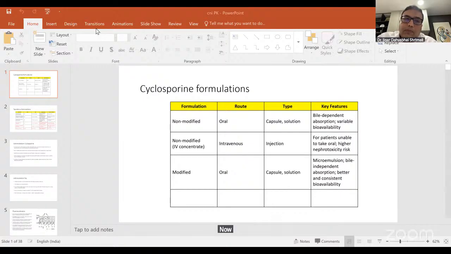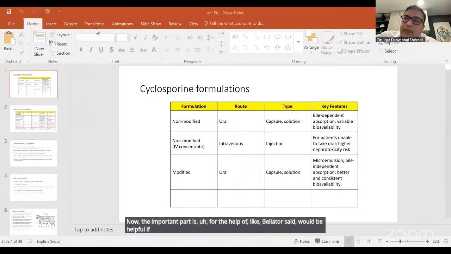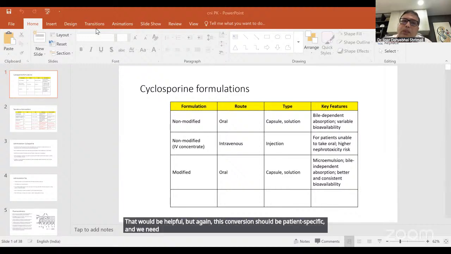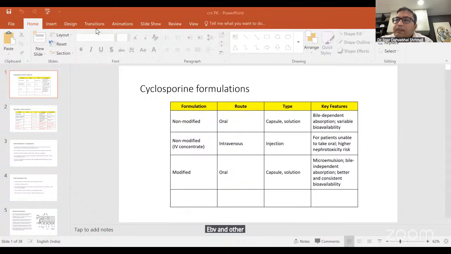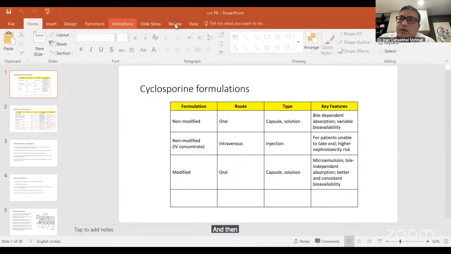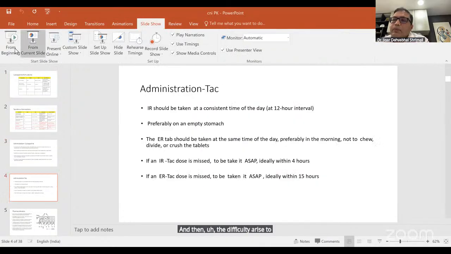Now, the important part is that belatacept would be helpful in an EBV seropositive state. But again, this conversion should be patient specific, and we need to review the cumulative immunosuppression overall, with the history of infections like CMV, EBV, and other severe sepsis, before reviewing, because in this high risk patient, in the later part, if rejection happens, generally that reversibility is comparatively very less, and then the difficulty arises to further manage the immunosuppression.